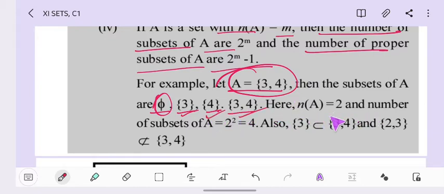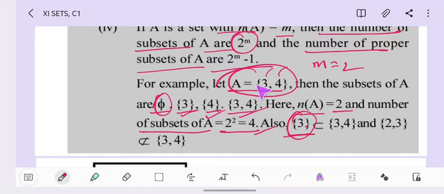Then the cardinal number of A is equal to 2, because we have only 2 members. And the number of subsets of A equals 2 power 2. As we said, 2 power m, so m equals 2, so 2 power 2 will be 4. Also {3} is a subset of the given set A, that is, a subset of {3, 4}, and {2, 3} is not a subset of {3, 4}.